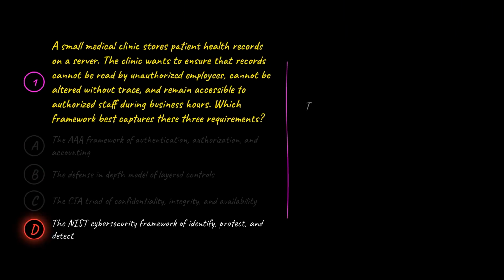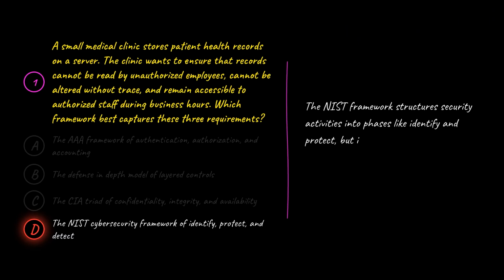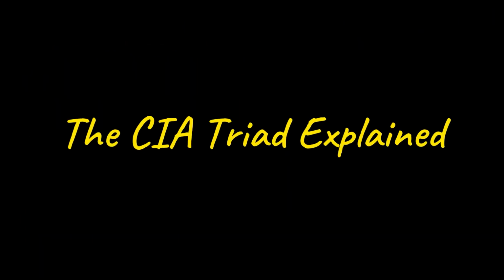D is wrong because the NIST framework structures security activities into phases like identify and protect, but it is broader than the specific data protection objectives listed in the scenario. The CIA triad is the foundational framework information security professionals use to define what every security control is ultimately protecting. Understanding each pillar separately is essential because each one demands its own distinct family of controls.